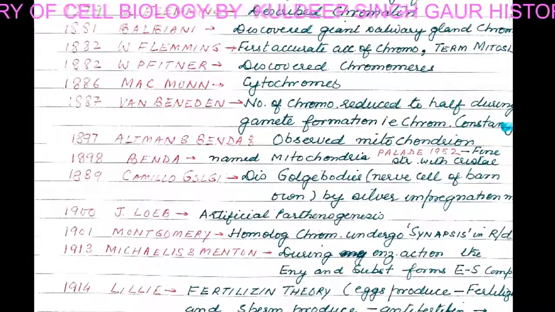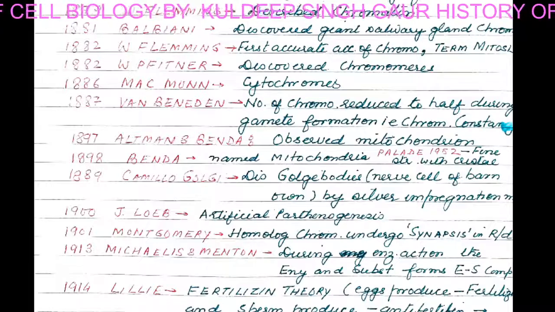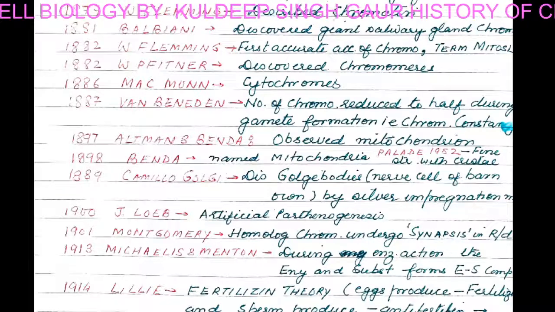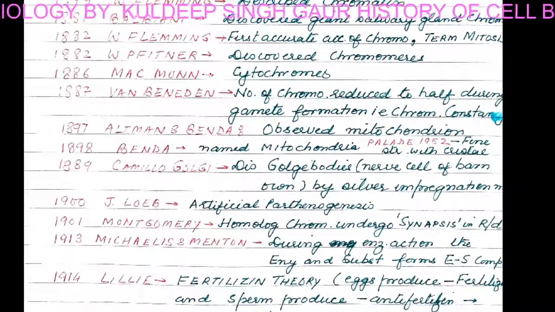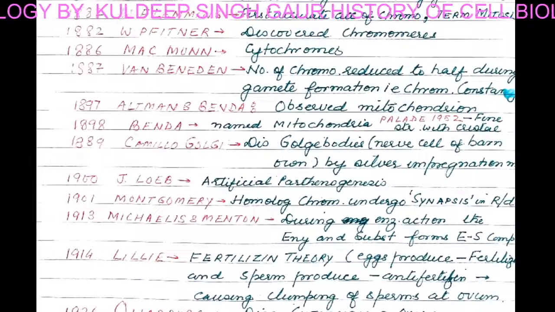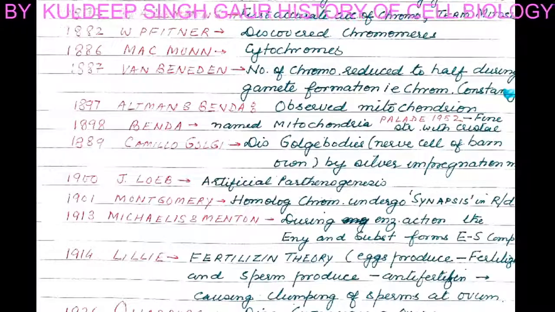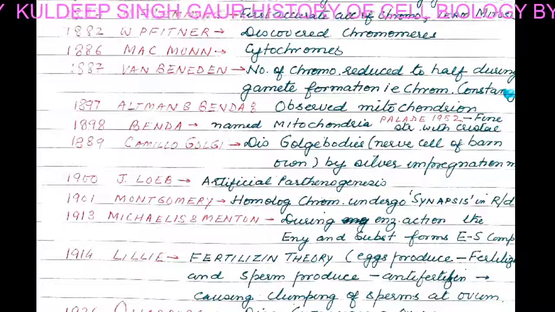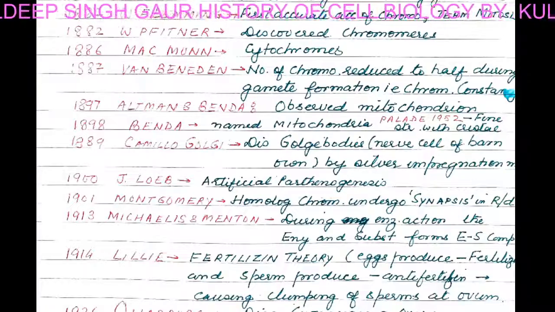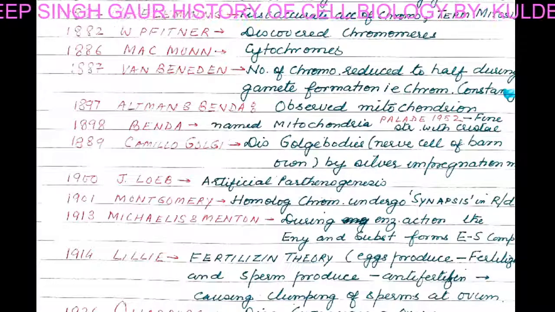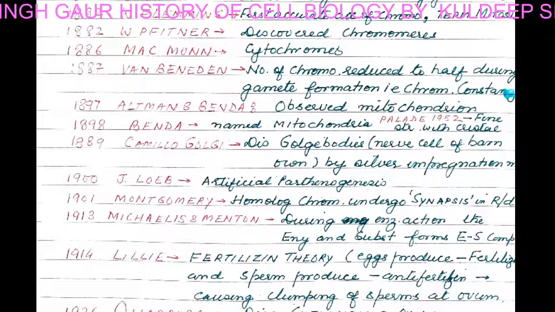In 1887, Van Beneden said the number of chromosomes is reduced to half during gamete formation, and this was the reason for the constancy of the chromosome number even after fertilization. This was a very important discovery. In 1897, Altmann and Benda observed mitochondria, which were the seat of energy generation. 1898, Benda named mitochondria as mitochondria.